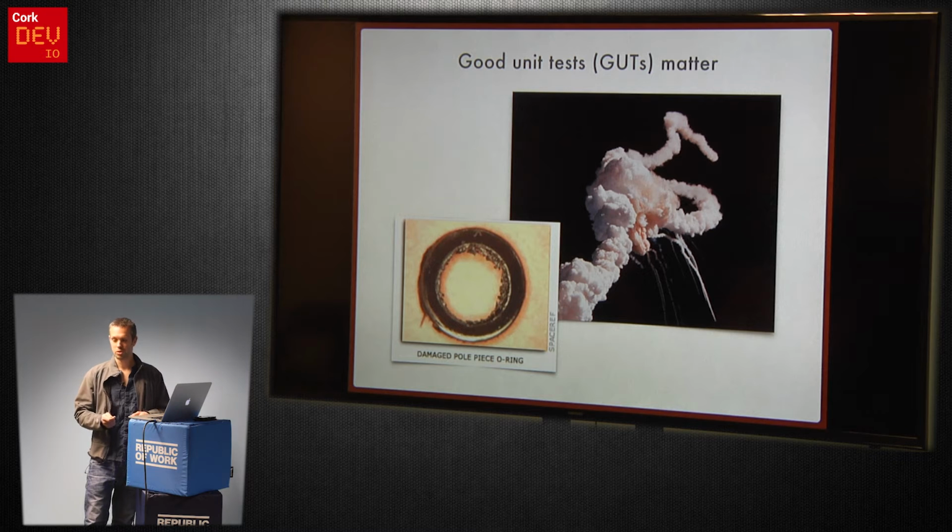you write unit tests because you want to increase your confidence in the smallest components of your system. Here you've got a picture of the infamous O-ring that caused the space shuttle to explode. It was narrowed down to this tiny part that caused the whole disaster. And that can happen in code as well, right? So you want to increase your confidence that even your smallest components do what they're supposed to.